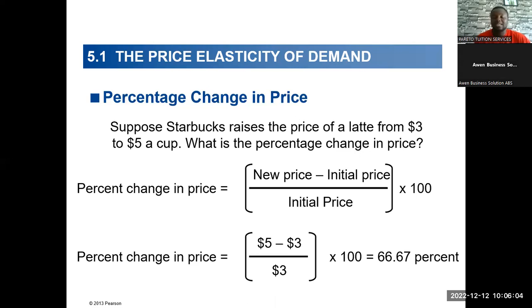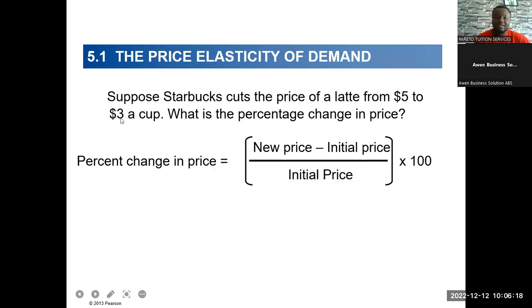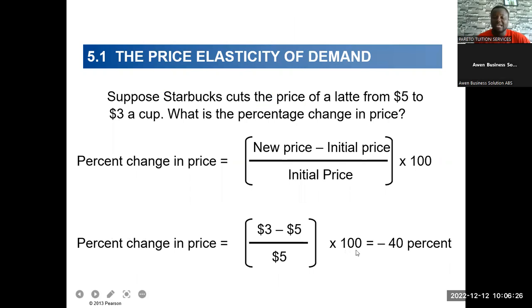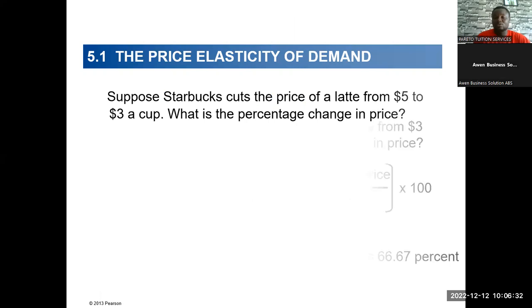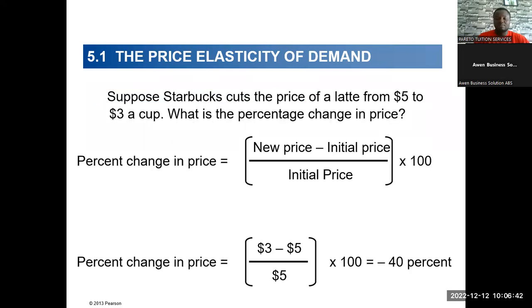Now let's look at this. This was an increase in price from $3 to $5. What if price falls from $5 to $3? What is going to be the percentage change in price here? Remember, it's the new price, which is now 3, minus the initial price, which is now 5, divided by the initial price, which is 5. So we have 3 minus 5 over 5 times 100%, which is minus 40%. The other one was 66.67% positive because of an increase in price. And if there's a fall in price, we get a negative percentage.